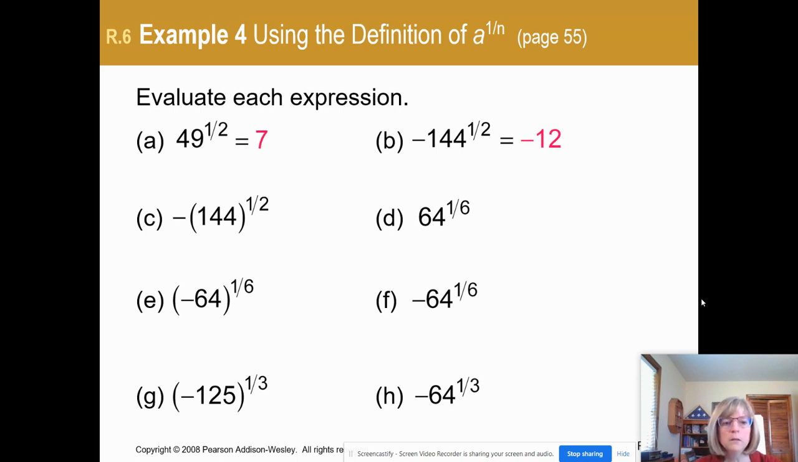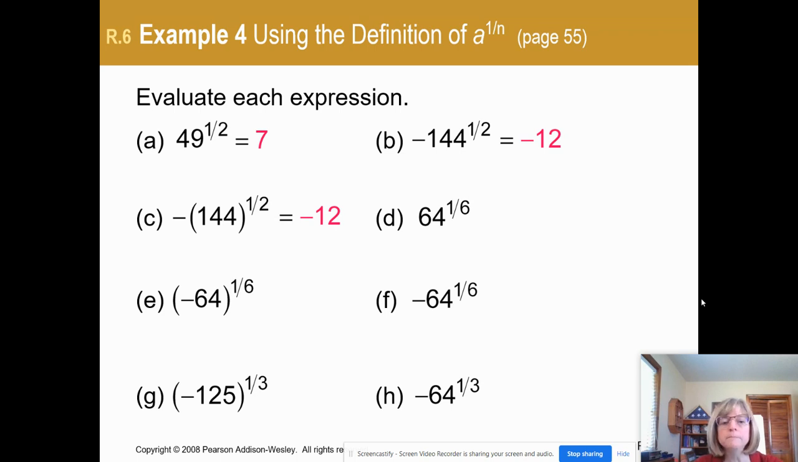Part C is actually identical to part B. In part C, it's very clear that the 1/2 is not applied to the negative sign in the front. So B and C are the same value because they have the same meaning.